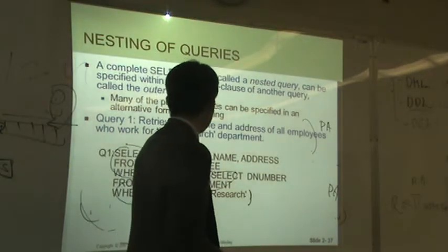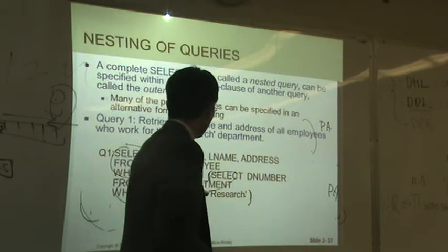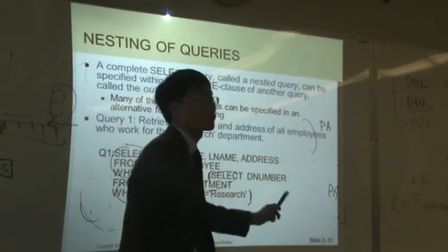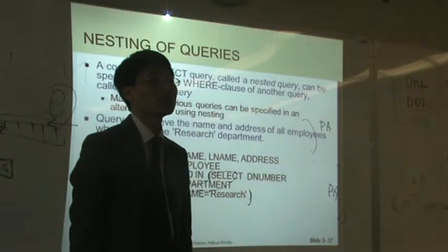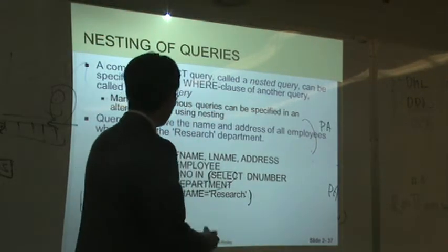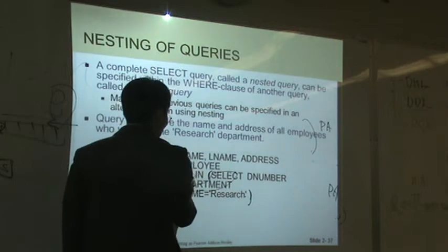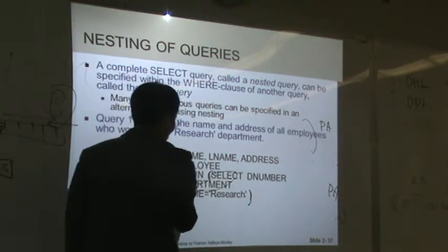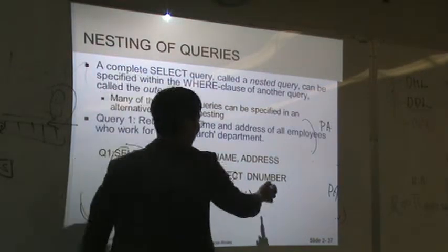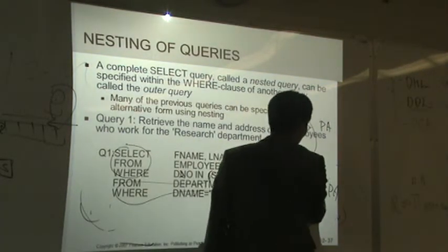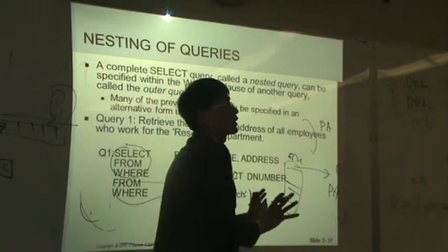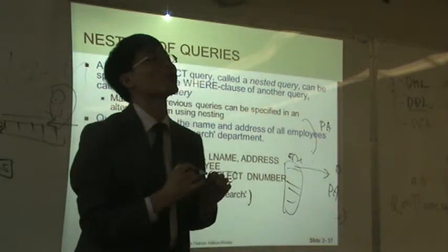I'd like to access employees whose DNO is in select from department whose name is research. Yes, it works, right? Then the next employee and DNO2, whether DNO2 is in this one. Yes. So for each employee, we check and run this query. This is called a nested query.